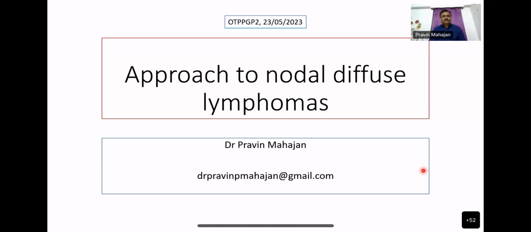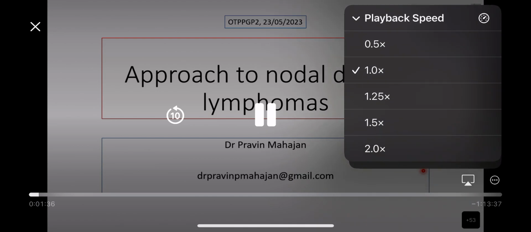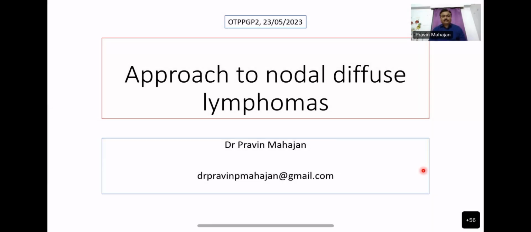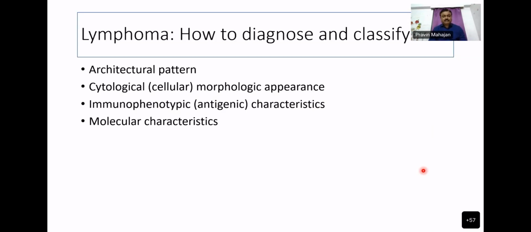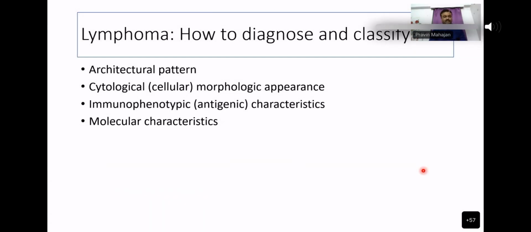So today's is the last talk in lymphoma pathology. We had wonderful talks before. This is going to be the talk on the diffuse architecture in nodal lymphomas. So the first few slides will be just a repeat of what you have already learned in previous talks of the lymphoma. But I thought for students' sake, I would just repeat it.